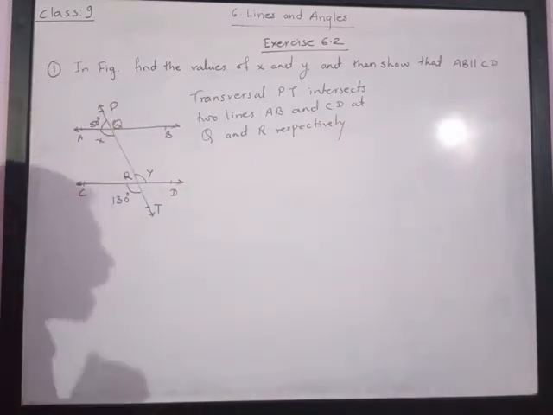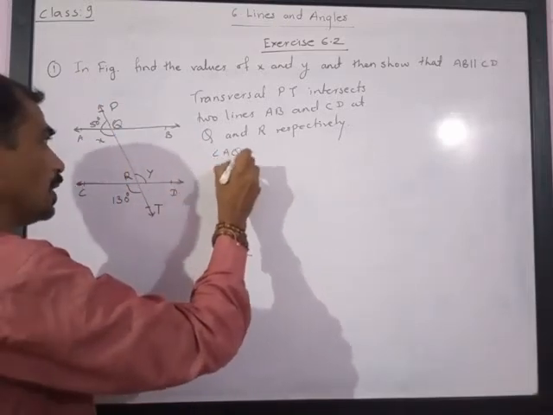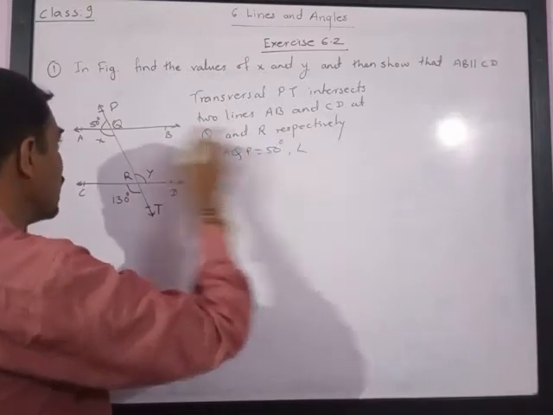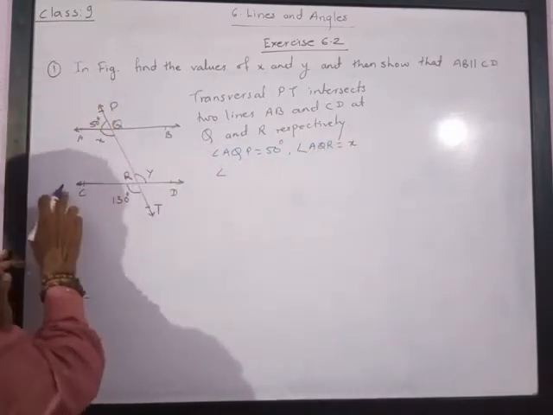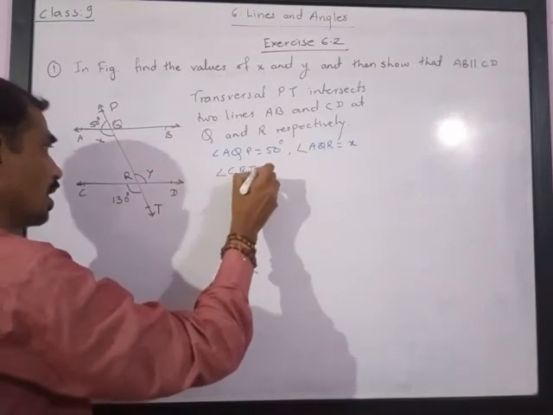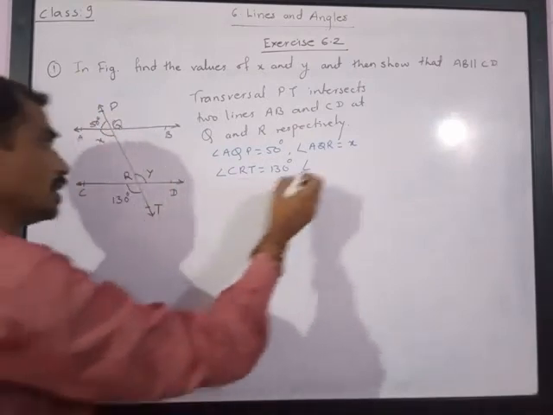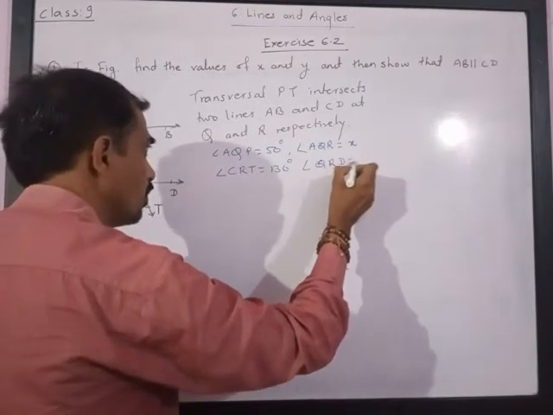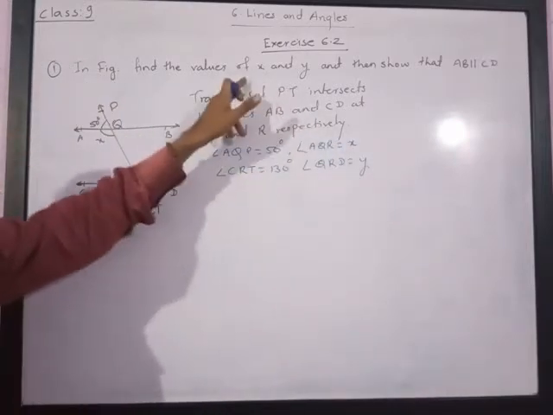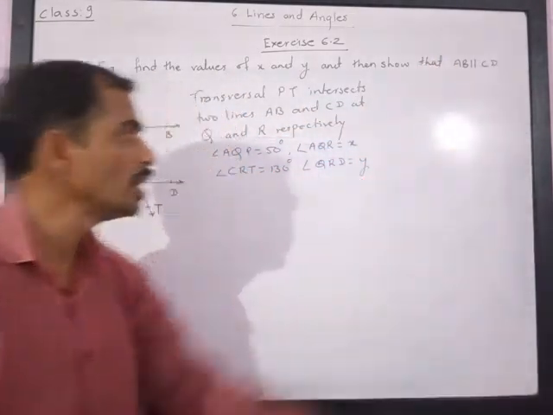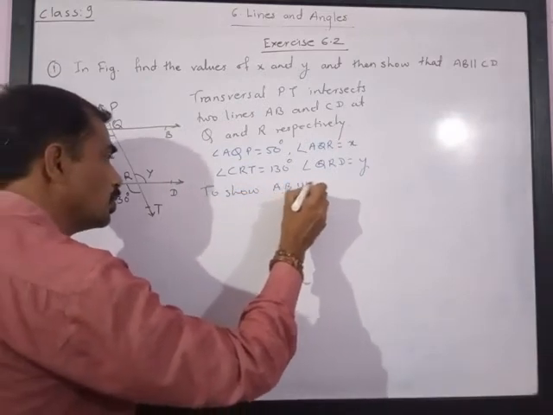We are also given that angle AQP is equal to 50 degrees. Angle AQR is equal to x. Angle CRT is equal to 130 degrees. Angle QRD is equal to y. This is given to us. We are asked to find the values of x and y and then show that AB is parallel to CD. This is what we are asked.